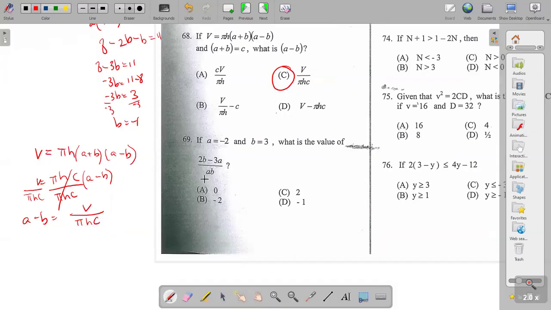Another substitution. So that's going to be 2 times 3 minus 3 times negative 2, over negative 2 times 3. So this will give me 6 minus negative 6 over negative 6. So that's going to give me positive. So that's 12 over negative 6, which is negative 2.